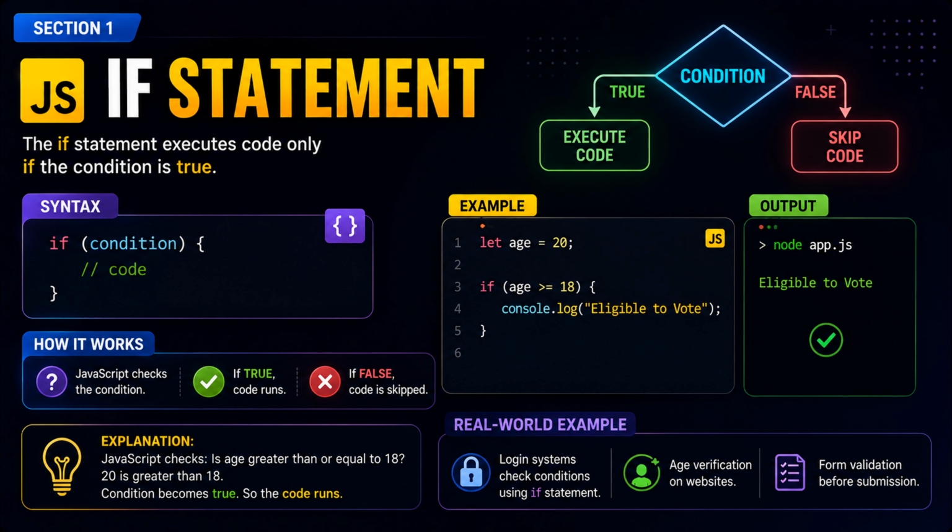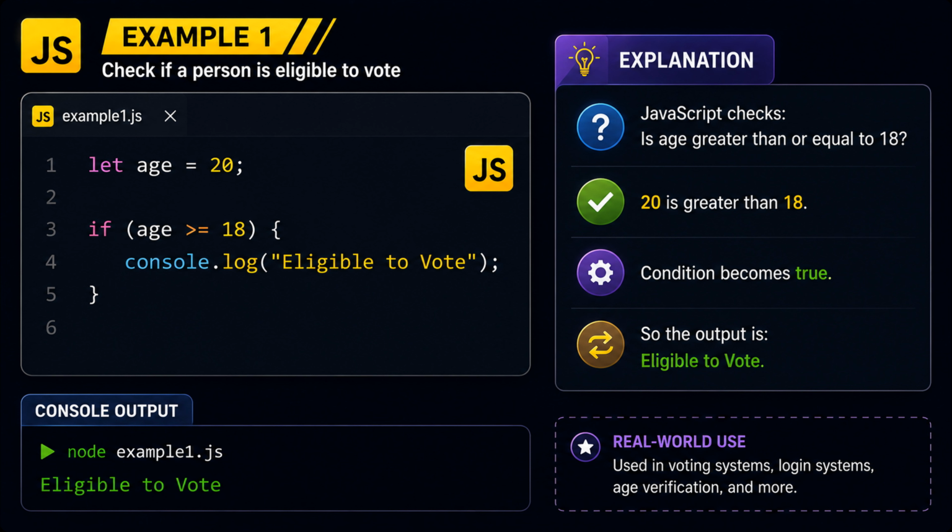Section 1, if statement. The if statement executes code only if the condition is true. Here is the syntax: if (condition) { code }. Example 1: let age = 20; if (age >= 18) { console.log("Eligible to vote"); }. JavaScript checks, is age greater than or equal to 18? 20 is greater than 18. The condition becomes true, so the output is "Eligible to vote".